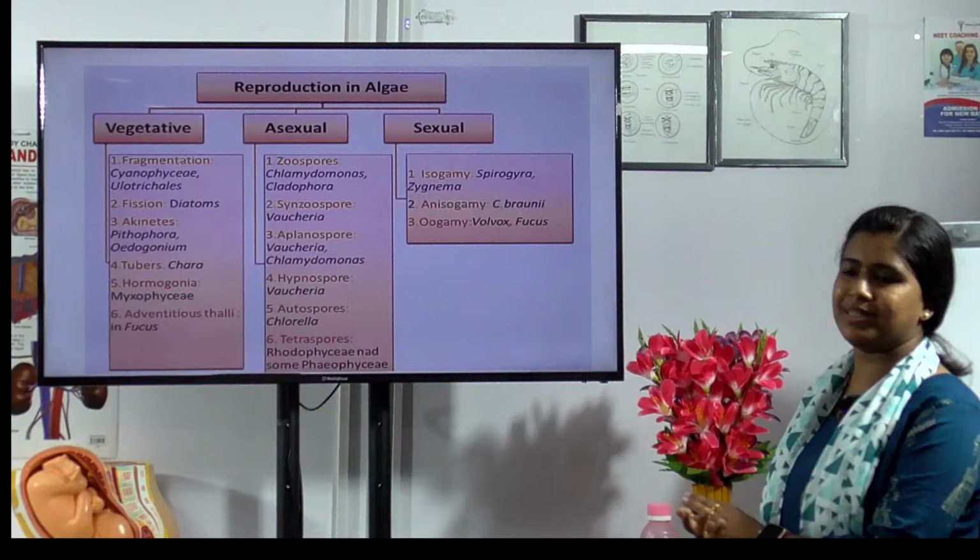And once the sperm fuses with the egg, it produces a diploid zygote. The zygote doesn't undergo any reduction division immediately. Instead, it produces a multicellular body called sporophyte.